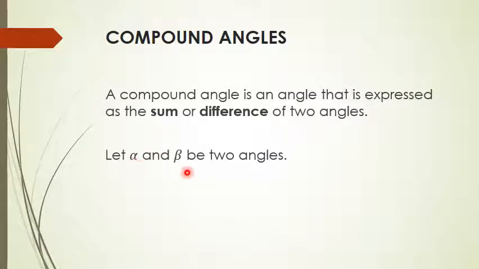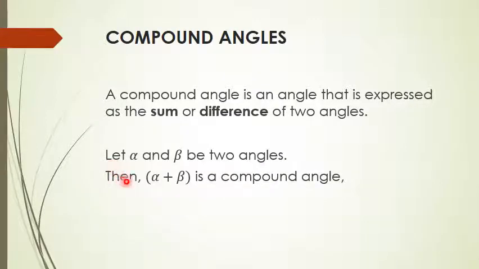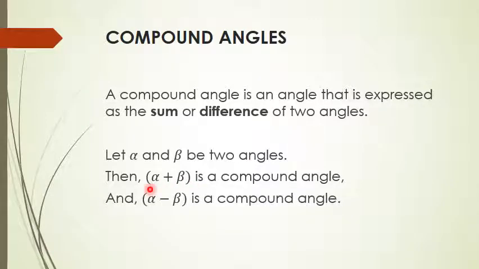Let alpha and beta be two angles. Then alpha plus beta is the sum of two angles. It is a compound angle. Alpha minus beta is the difference between two angles. It is a compound angle.